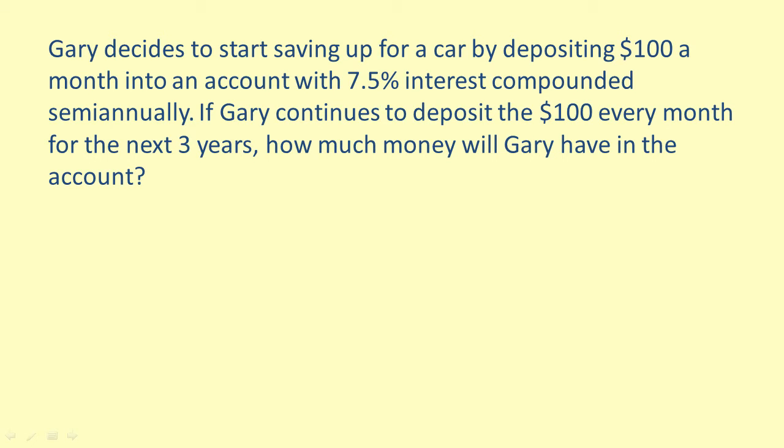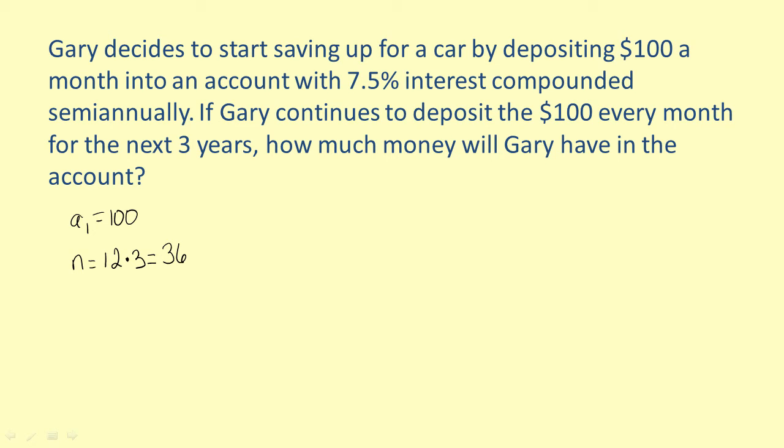Since Gary originally deposits $100 into the account, A1 equals 100. Recall that N is the number of deposits. Since there are 12 months in a year, and he deposits money for 3 years, N equals 12 times 3, or 36. Now find R.